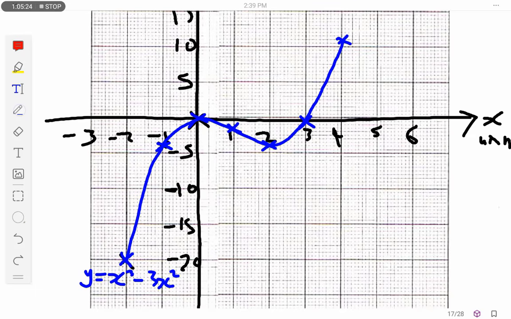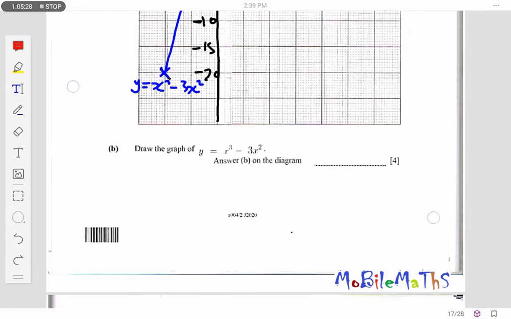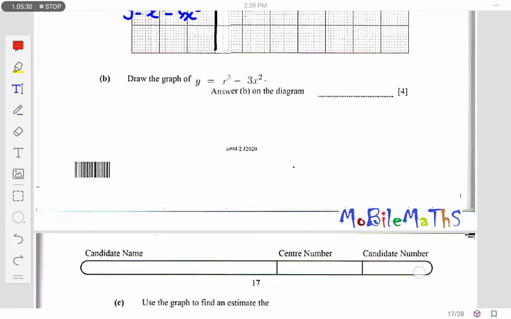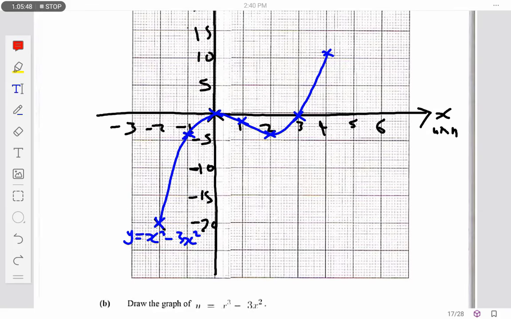So we have done the first part of the question. That was 4 marks. Now they're saying use the graph to find an estimate of the gradient of the curve at the point x is equal to 3. So you want the gradient of the curve at x is equal to 3. Let's go to x is equal to 3. So this is the point, guys.